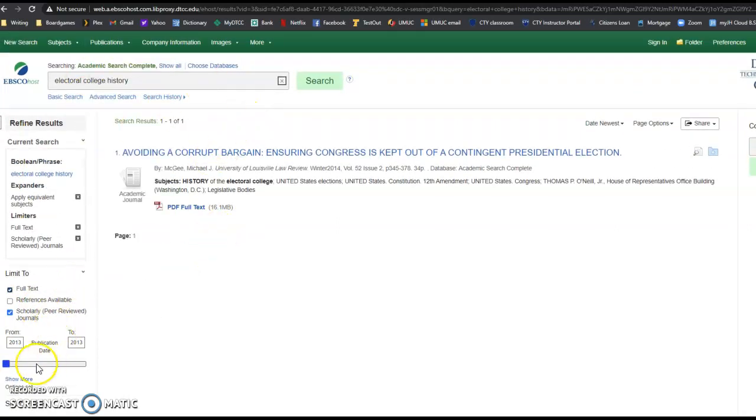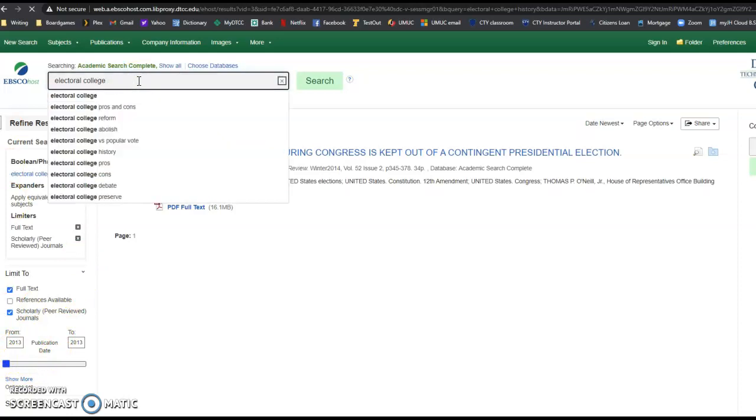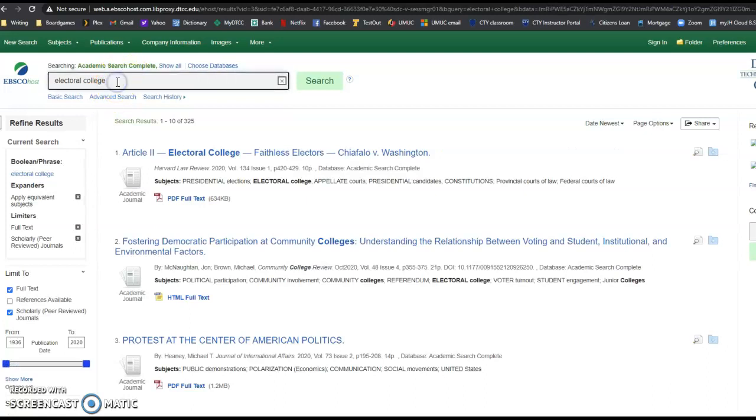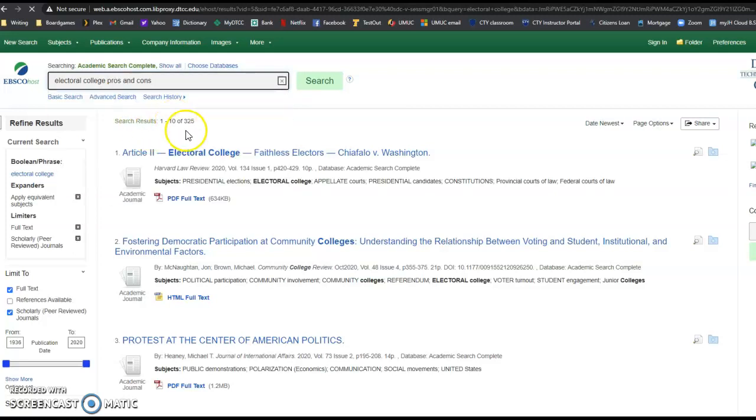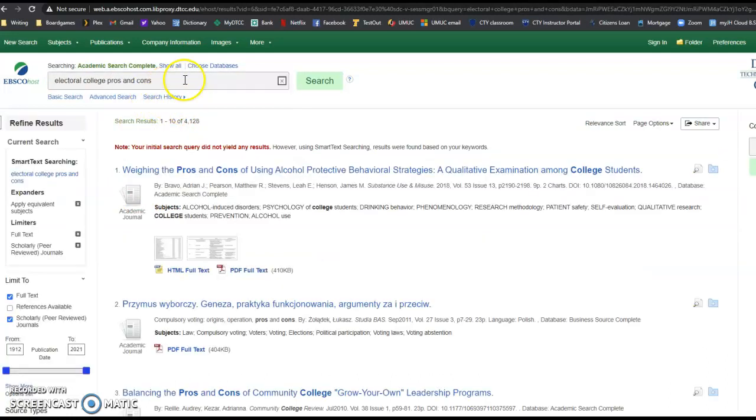Oh, this is funny. Earlier, I typed in electoral college and then history. And you can see it'll suggest key terms, but because this is an informational paper, I'm not going to choose abolish. I might look at the pros and cons because that's probably going to be pretty informative and objective, but I'm not going to type things in like abolish the electoral college at this point because I'm just looking for information.